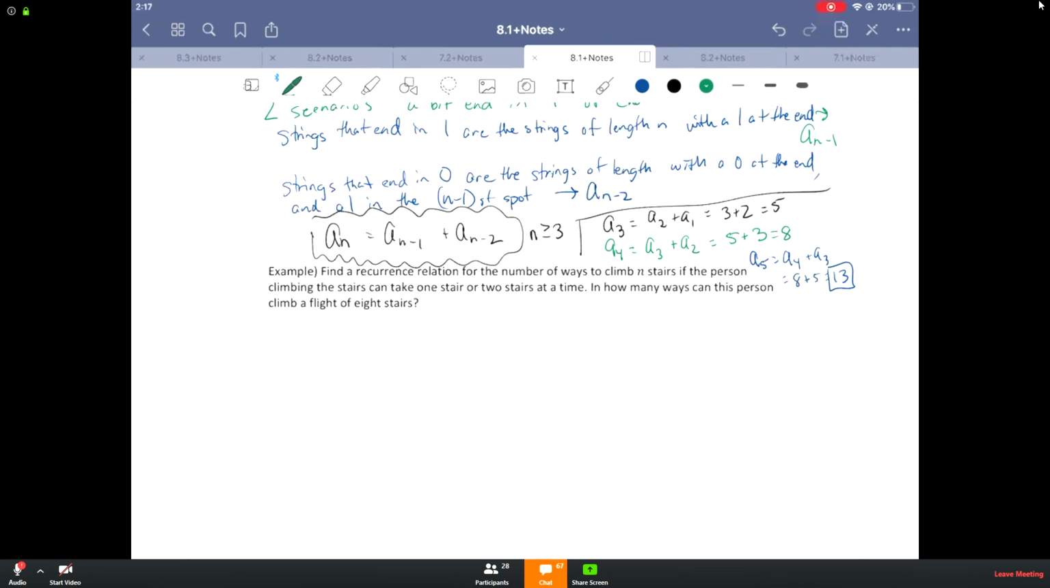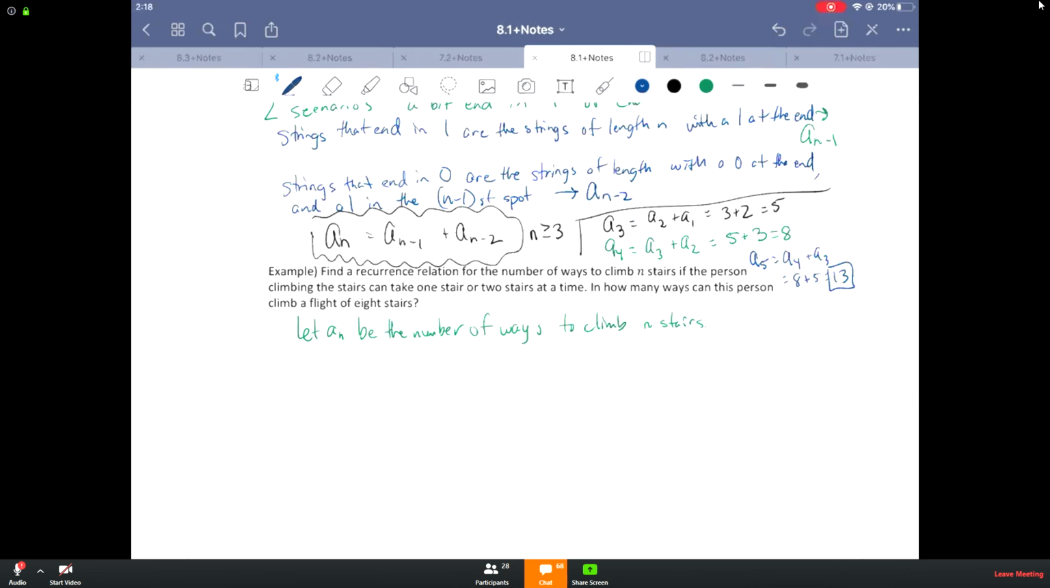Okay, now, depending on how you see this one, you can start with either 0 stairs or 1 stair as your initial condition. But either way, let's say let a sub n be the number of ways to climb n stairs. I think you're off by a little bit, Misan.